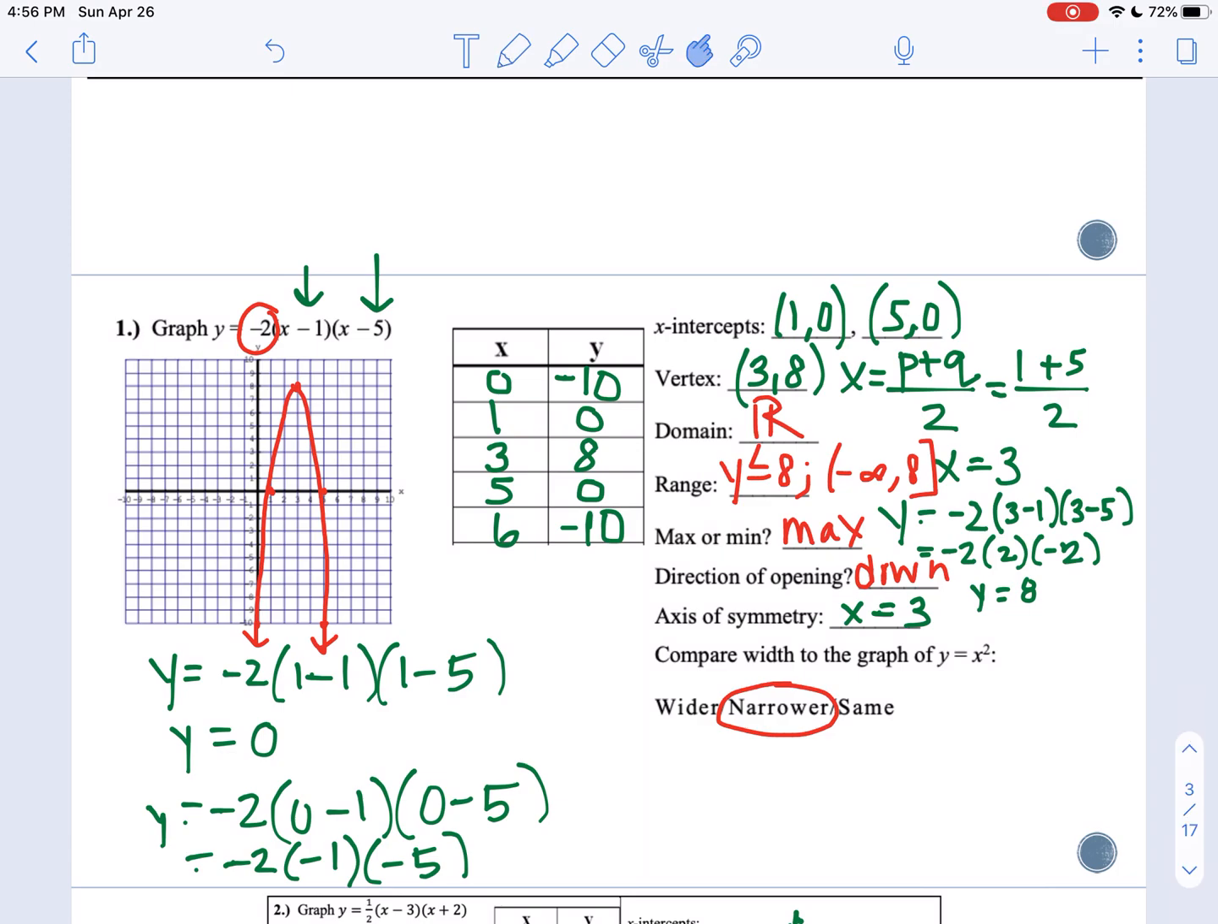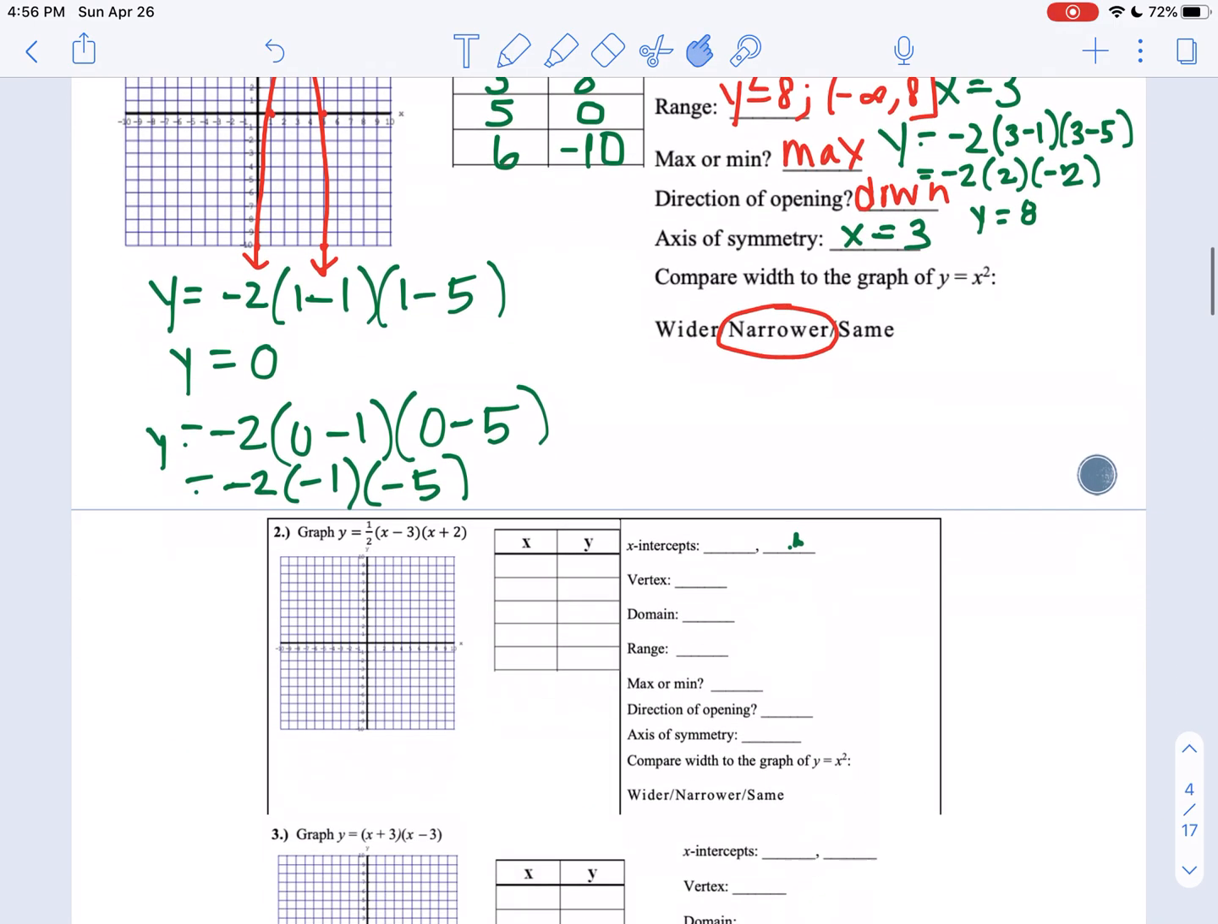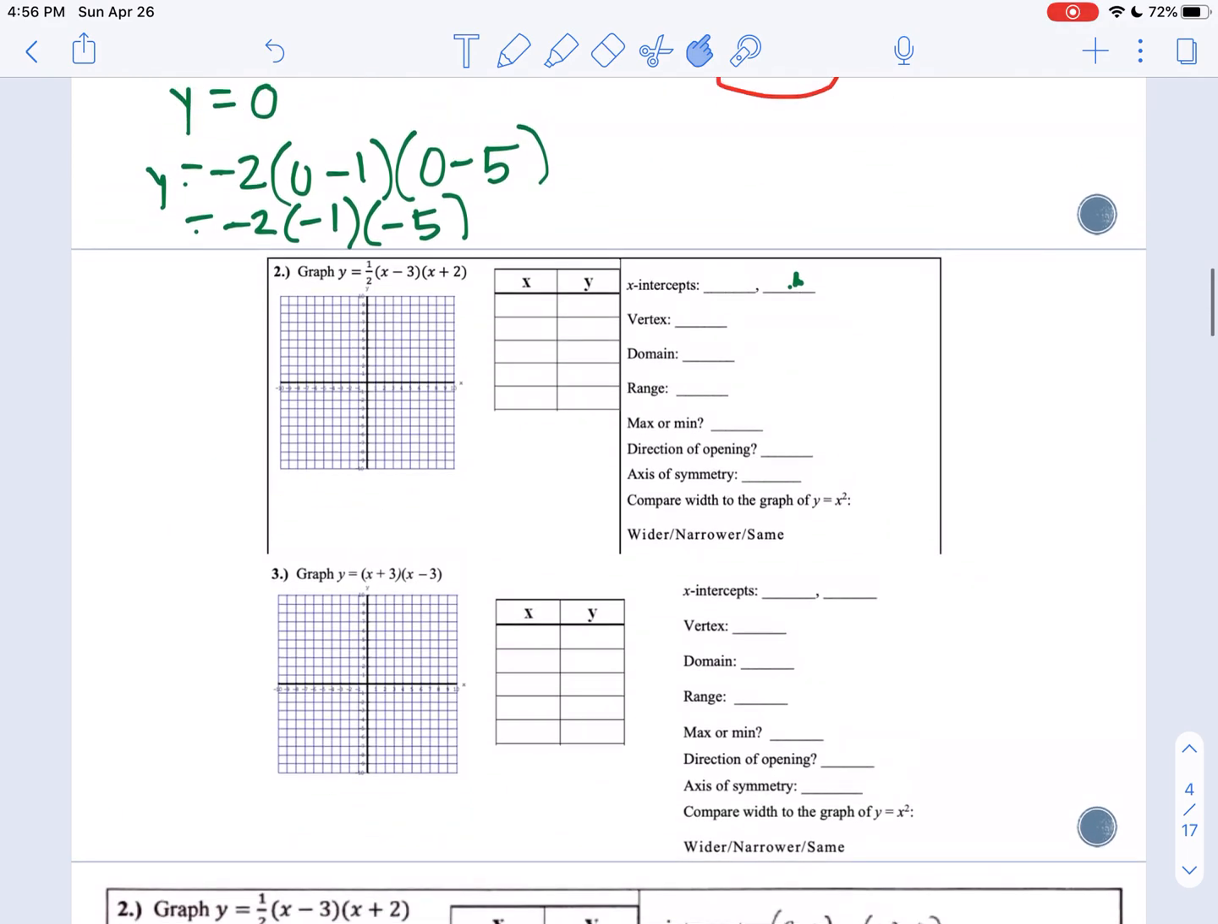All right, so we've done our first example. What I would like you to do right now is take a look at number 2 and 3 and try these out on your own. In number 2, your axis of symmetry does come out to be a fraction, so don't get alarmed by that, but try your best to apply what we did in number 1 for number 2 and number 3. So at this point, please pause the video, and then when you're ready, come back and check your answers to 2 and 3.